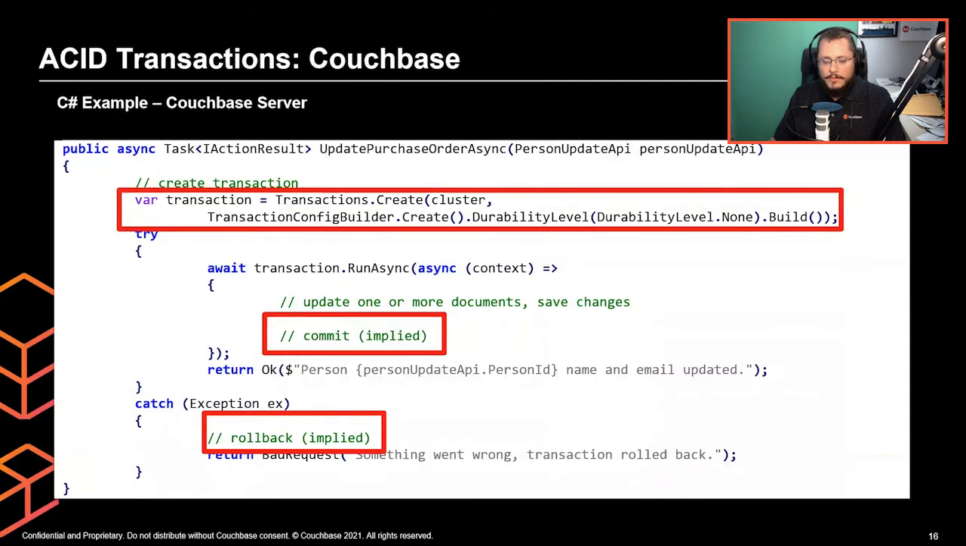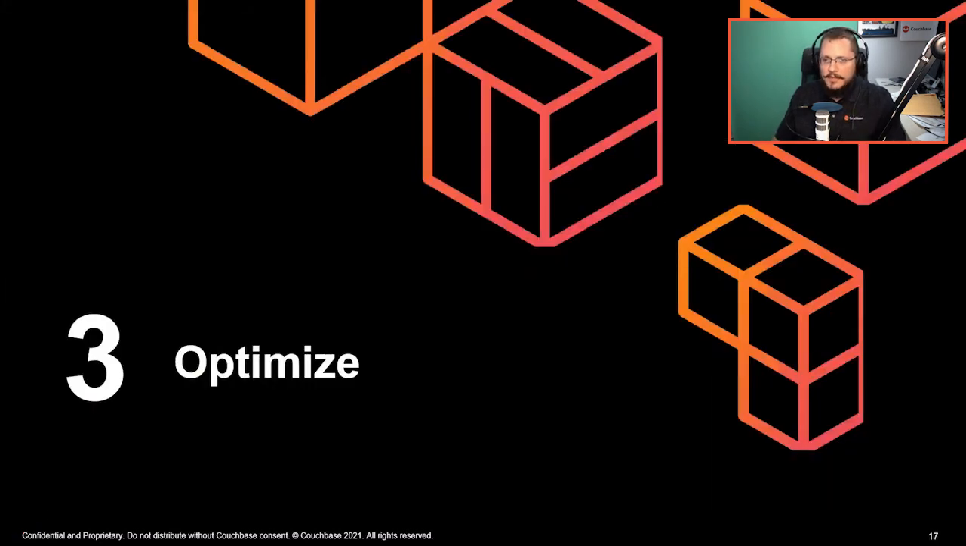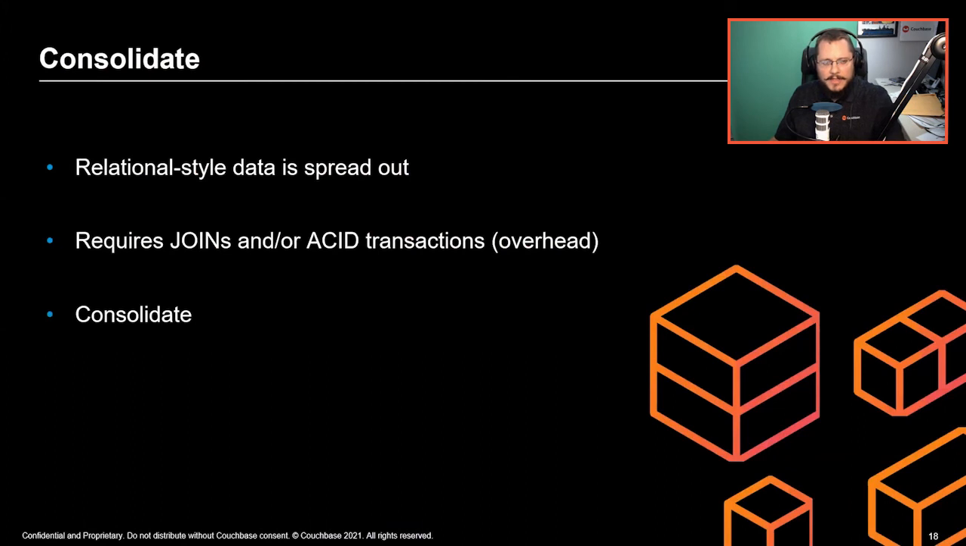All right. So let's go on to optimize, the last step. And really the main thing we'll talk about here is consolidation. So we started with moving data from a relational database into Couchbase. And that data is still spread out in Couchbase as if it were relational data. It's relational style data. Now that's fine, it'll work, but it does often require us using lots of joins to bring those pieces together. And it requires oftentimes using an ACID transaction in order to make changes to multiple pieces of data as if they were one atomic unit.